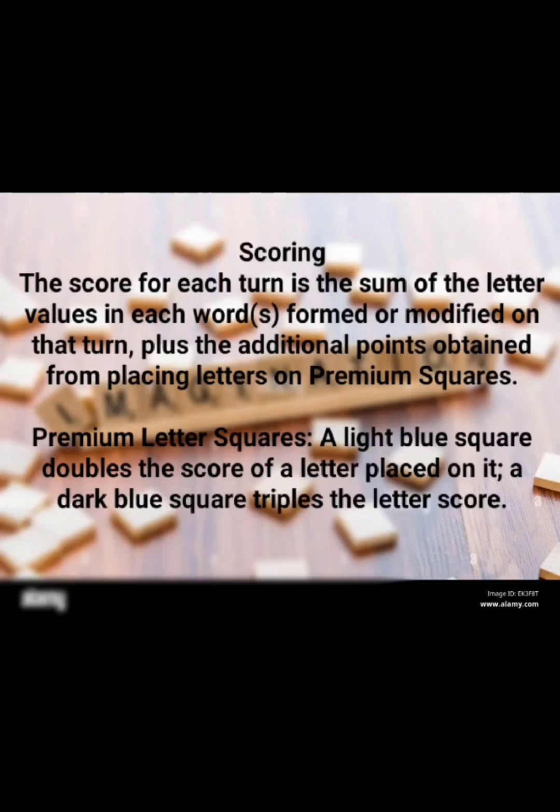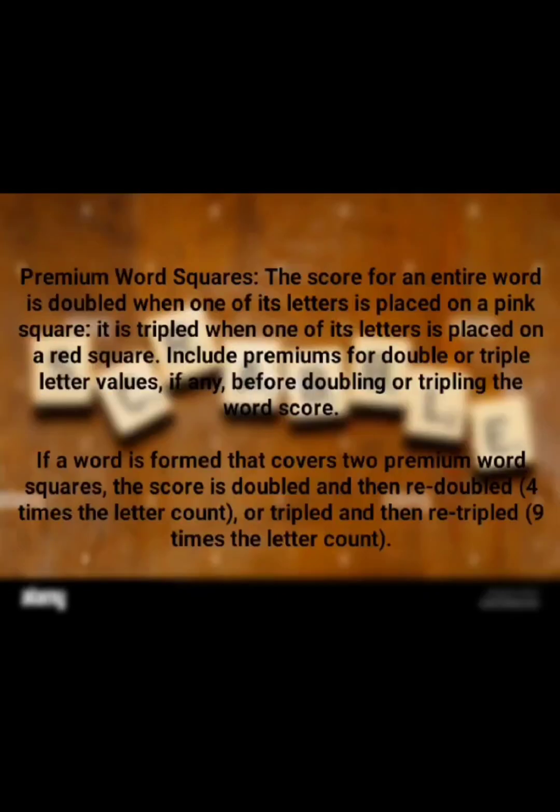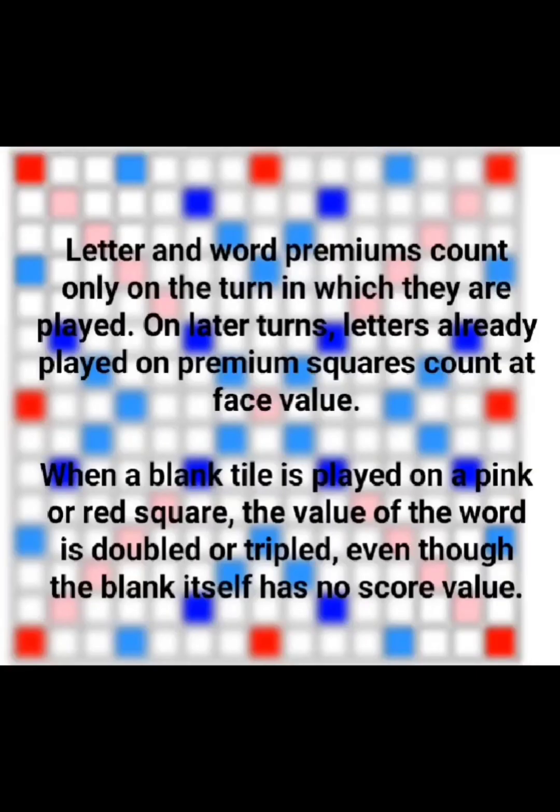Include premiums from double or triple letter values before doubling or tripling the word score. If a word covers two premium word squares, the score is doubled twice, which is four times the letter count, or tripled twice, which is nine times the letter count. Letter and word premiums count only on the turn in which they are played. Letters already placed on premium squares count at face value.